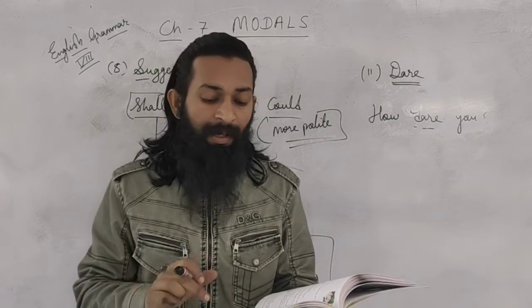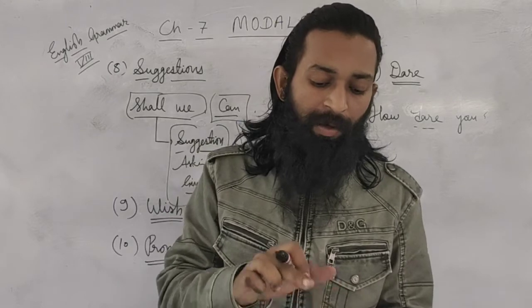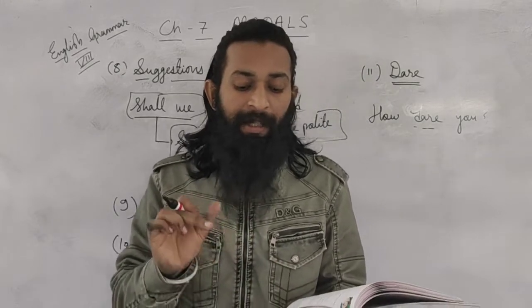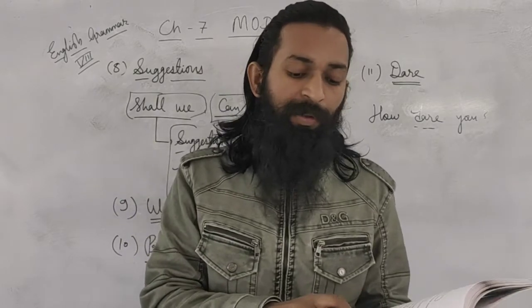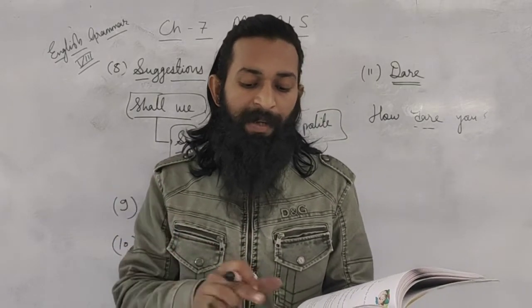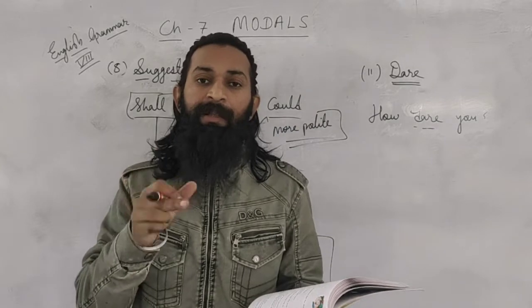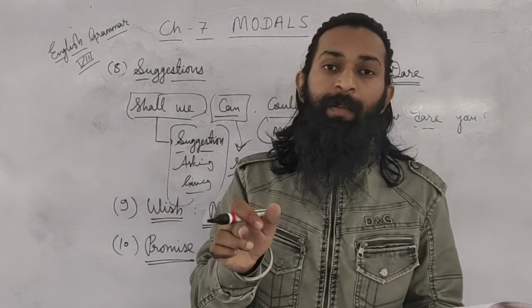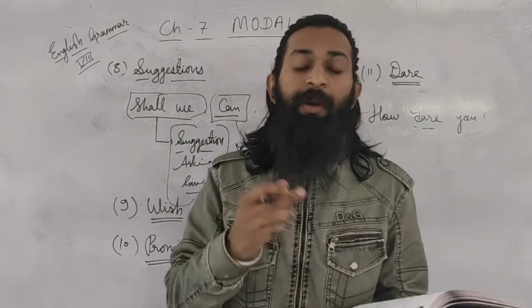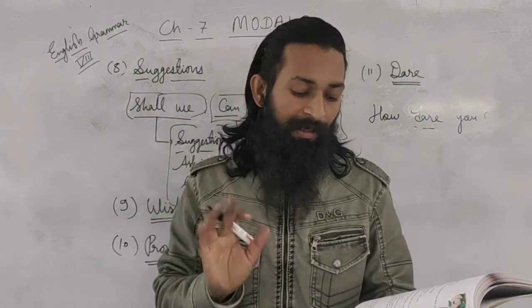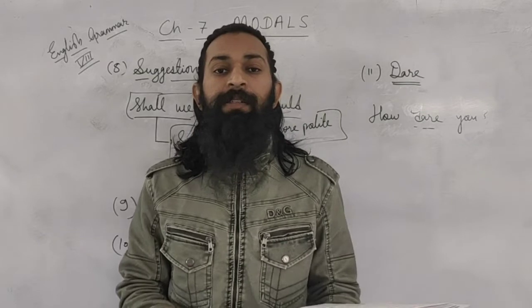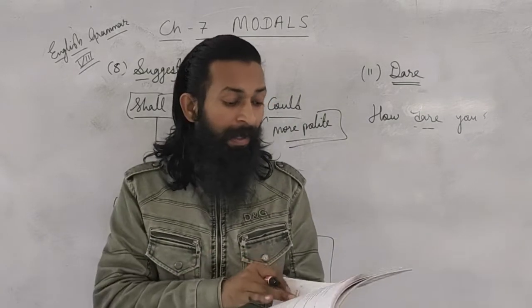Necessity and compulsion: have got to and must. If necessity is given there, meaning you have to do something, then must and have to, both can be used there. The difference is that have to shows the speaker's choice, and with must, the condition is about external opinion or external compulsion. That type of thing will be in necessity and compulsion.